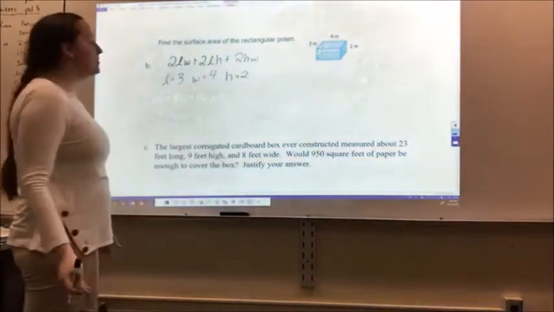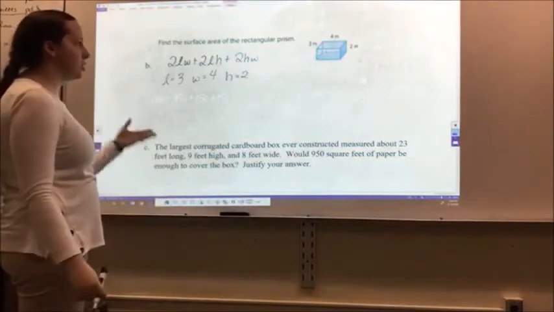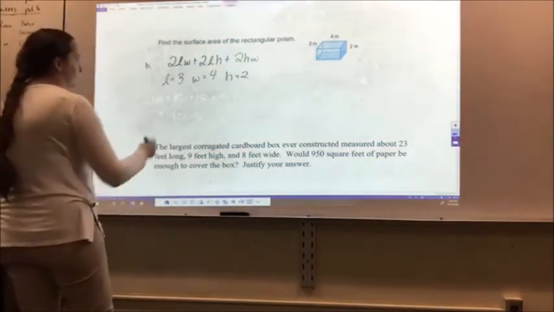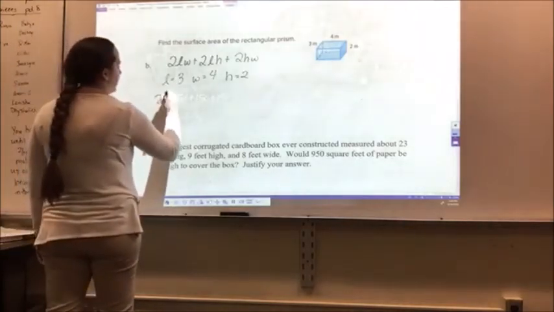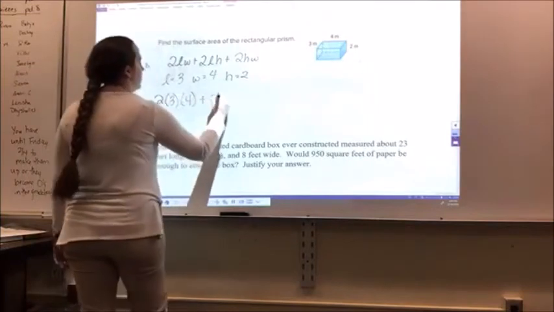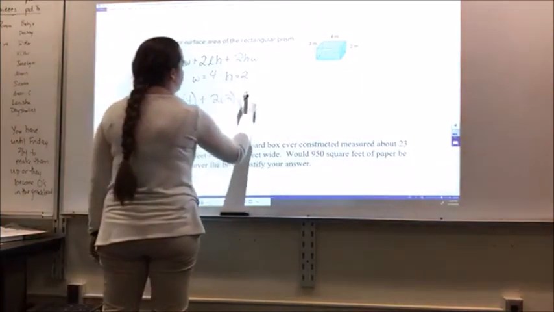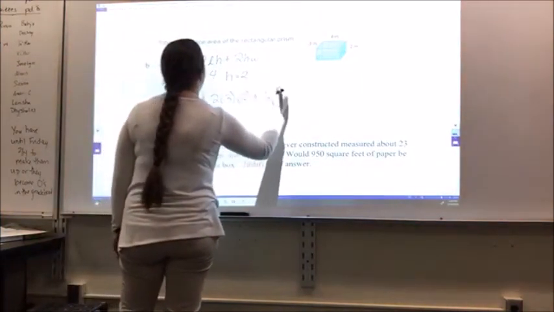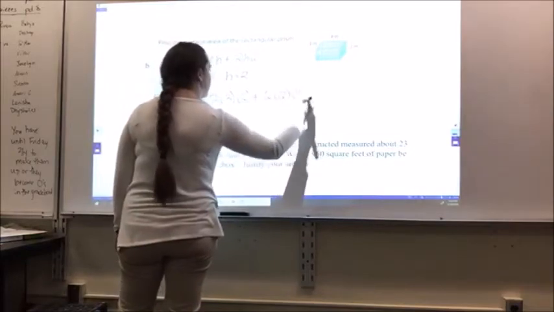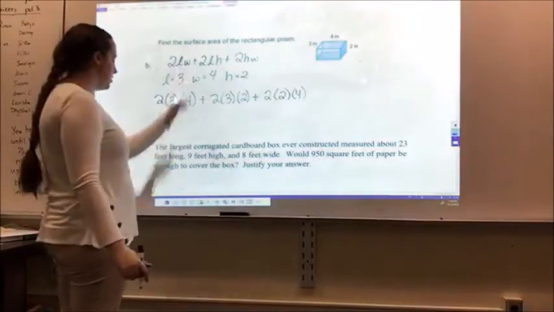Okay? Doesn't matter which order you put them in because you're dealing with rectangular prisms. So you can use any one that you want. You just have to be consistent. So 2 times 3 times 4 plus 2 times 3 times 2 plus 2 times 2 times 4. Okay? So I just substituted in my variables.